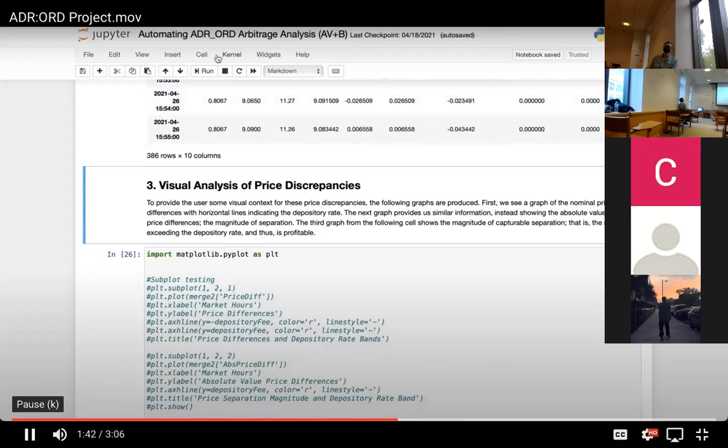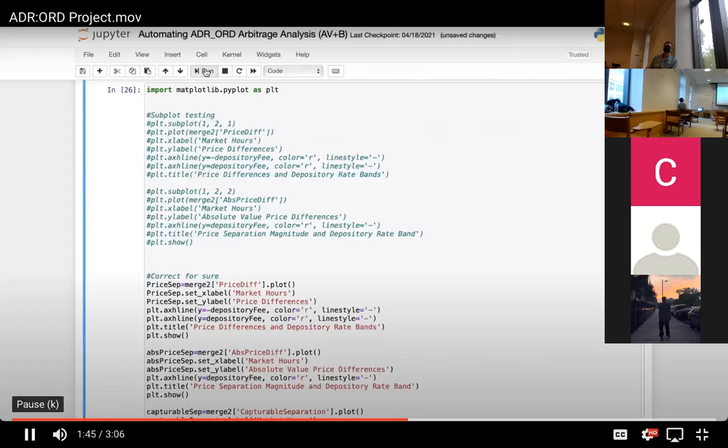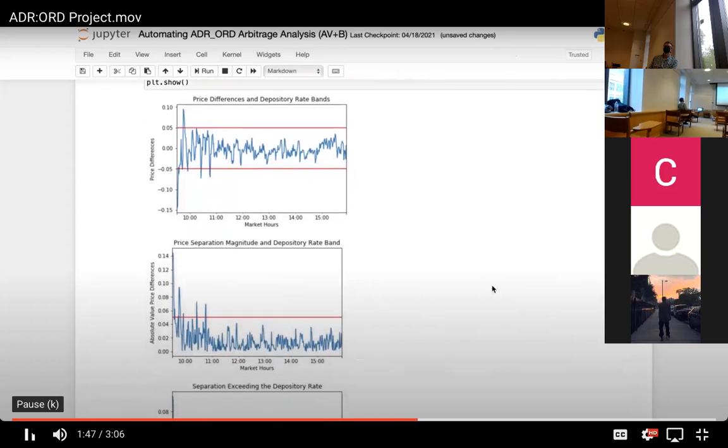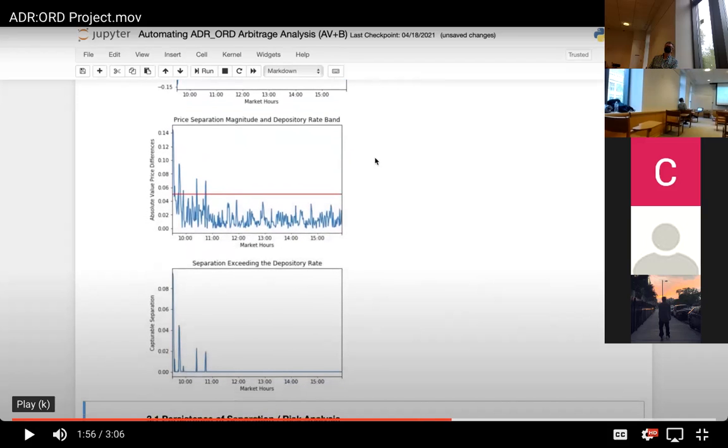So then we're going to move down into some of the visual analysis. All right, so this first group of graphs, the top one is showing the nominal price difference, and the depository rate bands are in red again. The second one is showing the absolute price difference, again the depository rate in red. So we see there are quite a couple spikes right here in the very beginning of the day at the open of the market that exceed the depository rate, which is then visualized in the following graph, which is the separation exceeding the depository rate.